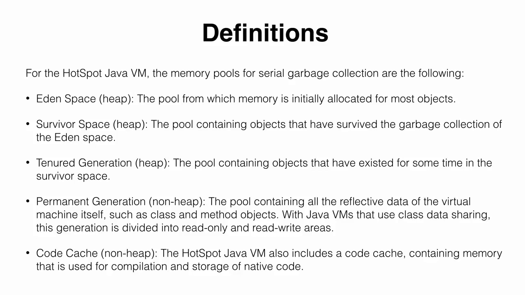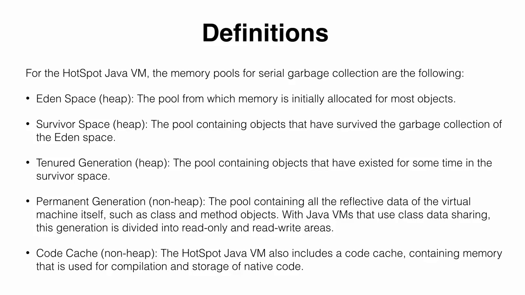Eden space, we kind of went over that, the pool from which memory is initially allocated for most objects. The survivor space, again, it's on the heap. This is in the young generation, the Eden and the survivor space. The pool contains objects that have survived that particular garbage collection from the Eden space. And then we move on to the tenured generation, the pool containing objects that have existed for some time in the survivor space. Permanent generation, non-heap, we have to remember that. The pool containing all the reflective data of the virtual machine itself, such as the class and method objects.